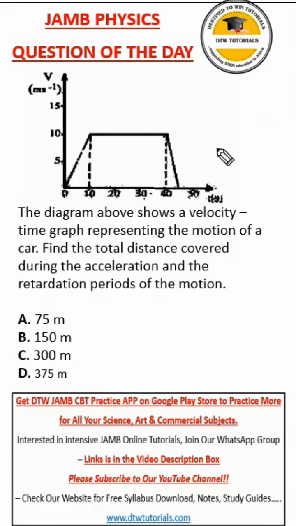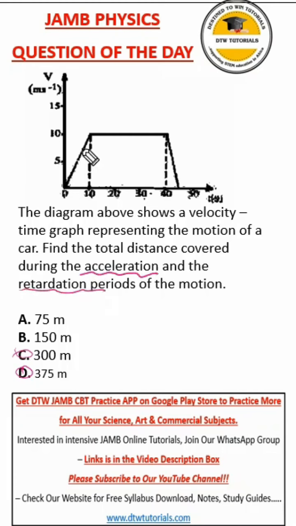Now, let's look at this JAMB physics question. It says, the diagram above shows the velocity time graph representing the motion of a car. Find the total distance covered during the acceleration and retardation periods of the motion. Now, people, you will just quickly assume that it is a total distance, and then you apply the formula for a trapezium, and finally you get either D, or sometimes you get C. But look at it.